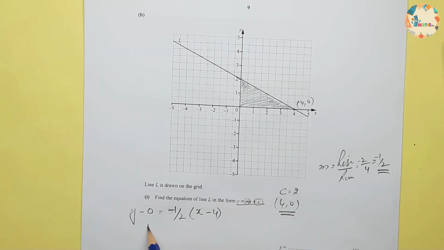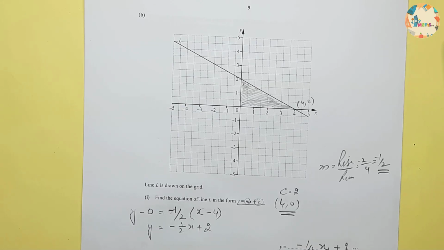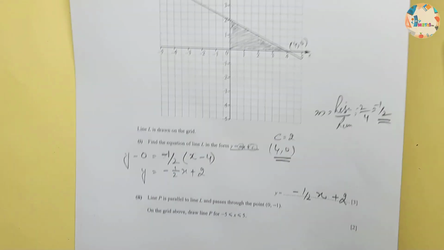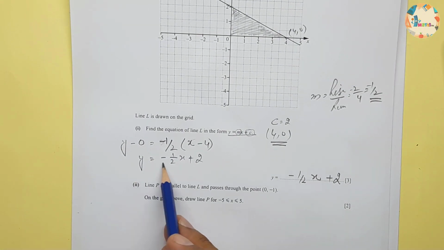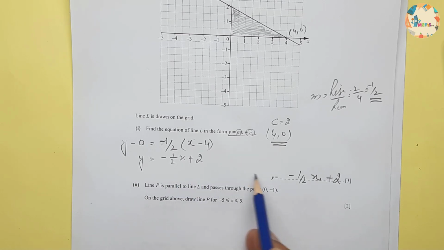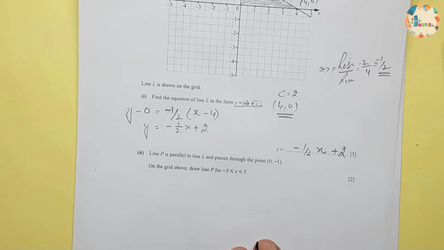Now we can simplify. Y is equal to minus 1 by 2x, and minus minus is plus, and this will be 2. 1 by 2 multiplied by 4 will be 2. So this will be our answer, minus 1 by 2x plus 2. I'll show you this one. Okay, so this was y is equal to minus 1 by 2x plus 2, and this is the answer which we have written over here.